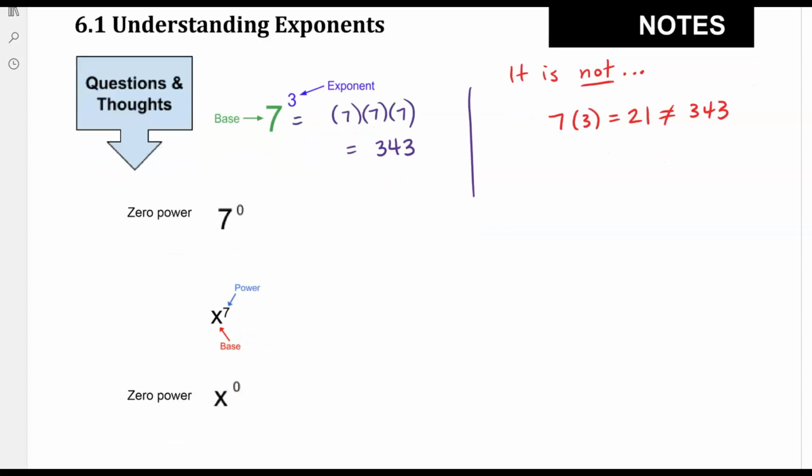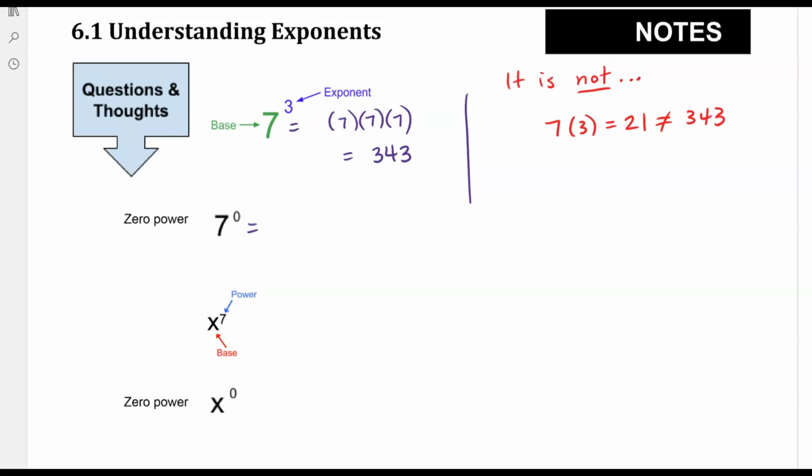Don't make it. In the next example, we have 7 raised to the 0 power, which according to our definition means that we're supposed to take our base 7 and use it as a factor 0 times, which means that we're not using it as a factor. So what do we do with this? We can't just make up a number that this is equivalent to.